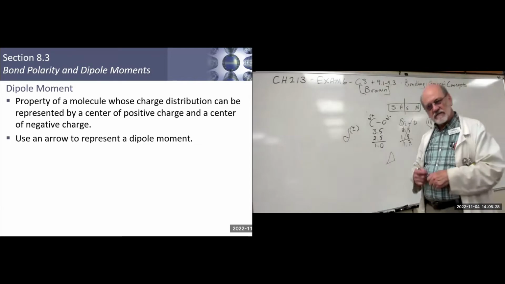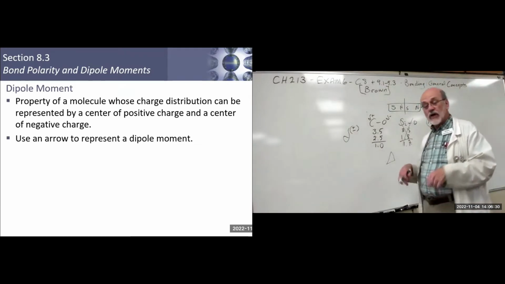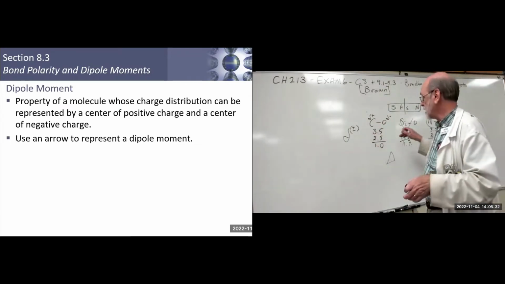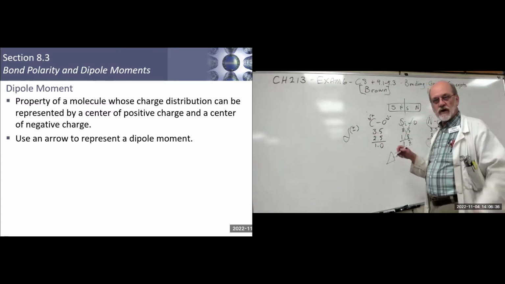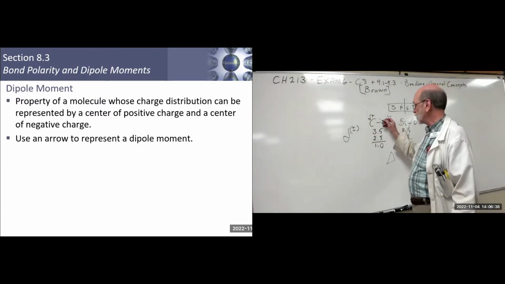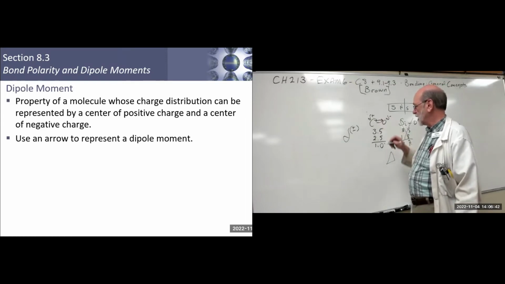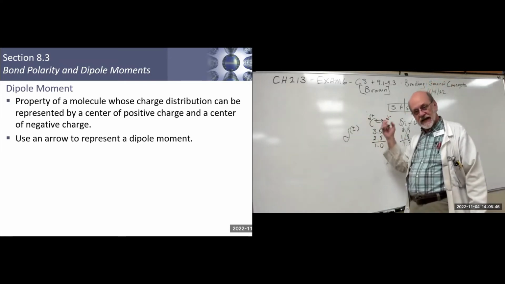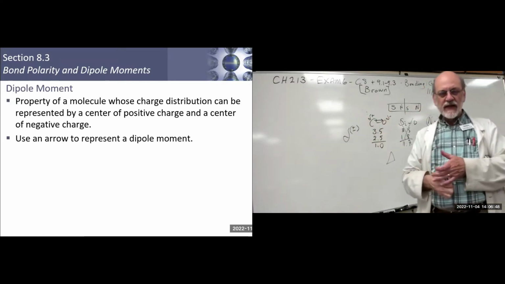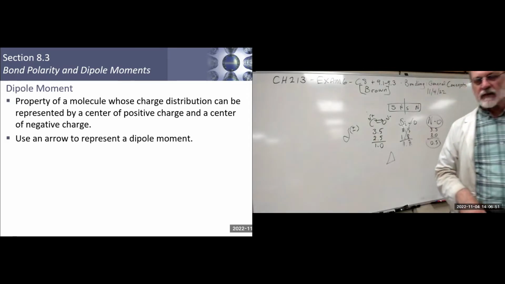Another way to say it, you can do it this way. Another way to say it is to put an arrow in there showing what direction the electrons have moved. Put an arrow like that and put a plus on the tail end to show that's the positive side, this is the negative side. And that's called a dipole moment.